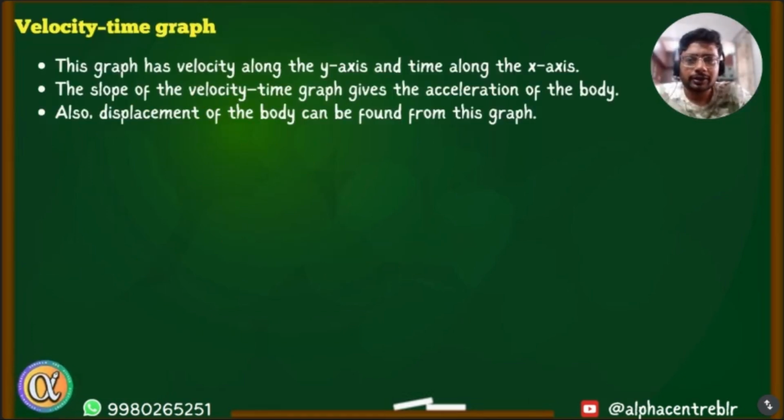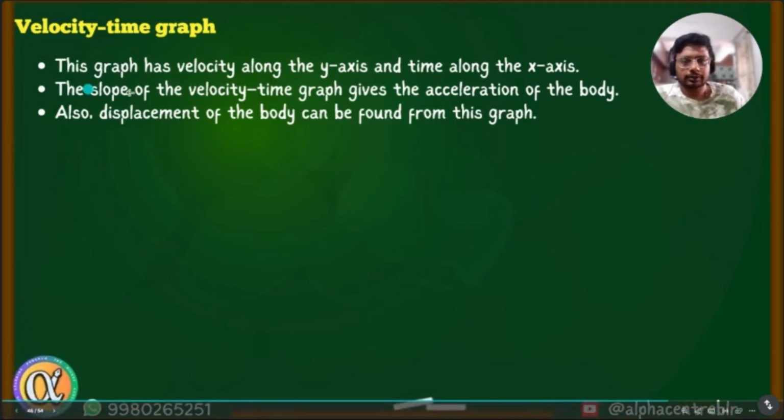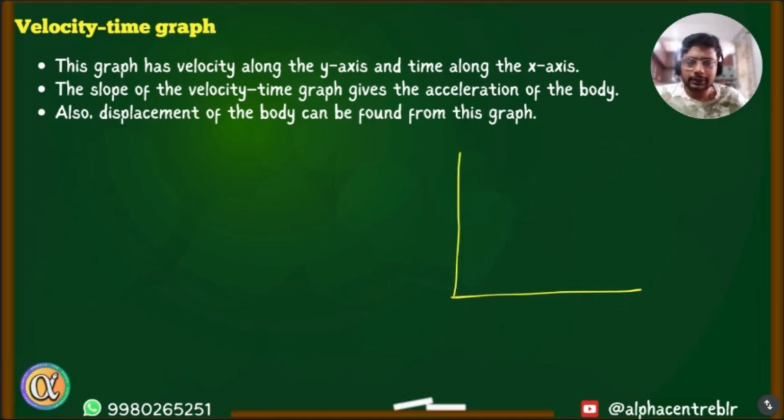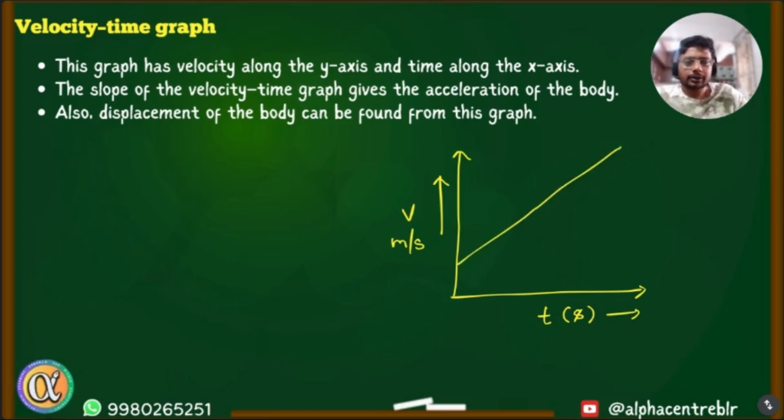What is a velocity time graph? This graph has velocity along the y-axis and time along the x-axis. Along the x-axis we draw time in seconds or any other unit, and here we write velocity in meters per second. Suppose the velocity time graph is like this. You remember how I calculated slope for the displacement time graph? I said take 2 points on the graph, draw the horizontal line, draw the vertical line. Let's say this is A unit and this is B unit. Then slope is given by the formula A divided by B.